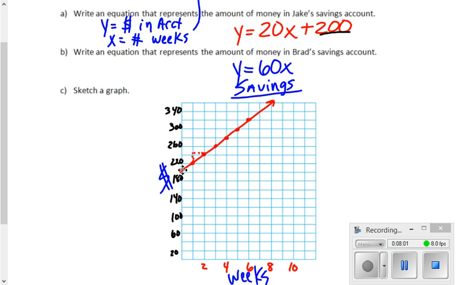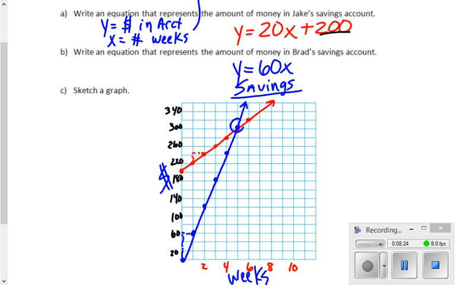Brad doesn't have a y-intercept, so we'll put him at 0. He goes up 60, so 20, 40, 60 over 1. Plot. Up 60 over 1. Continue that pattern there, and this is what Brad's bankroll looks like.